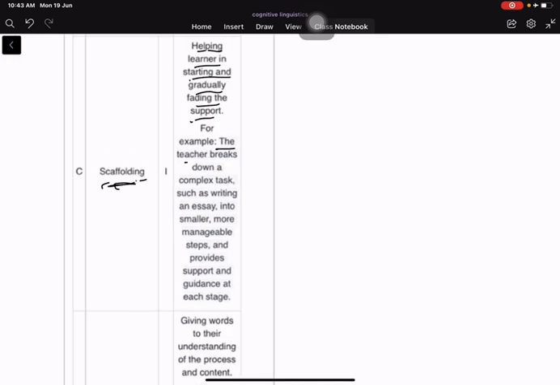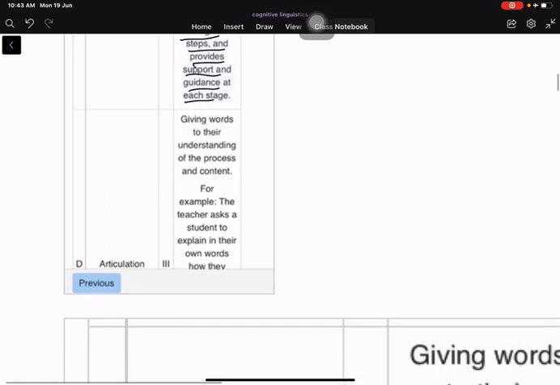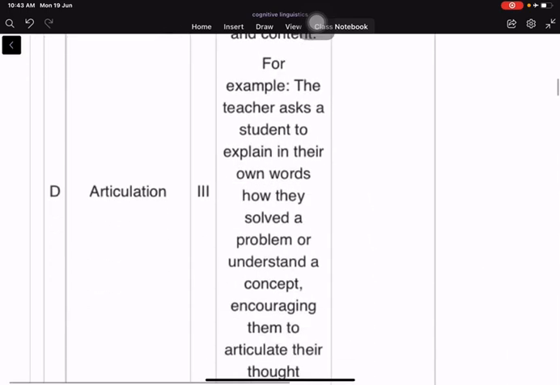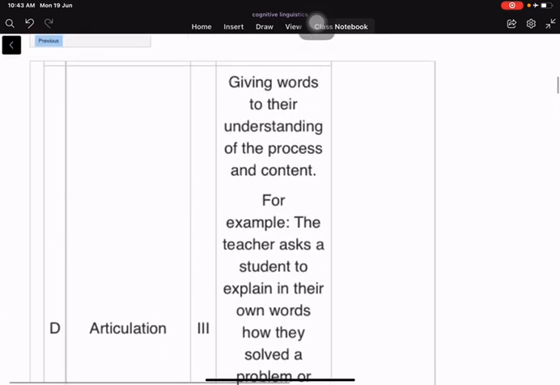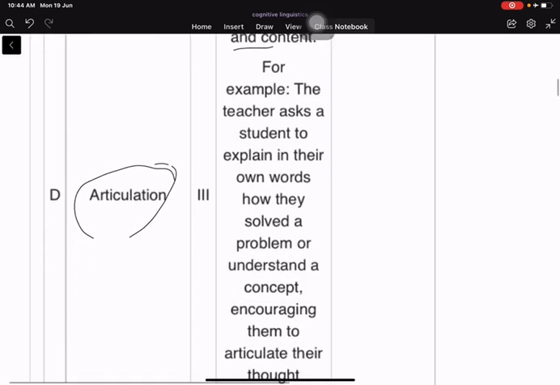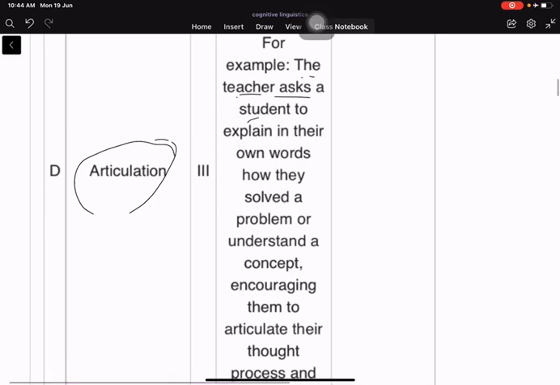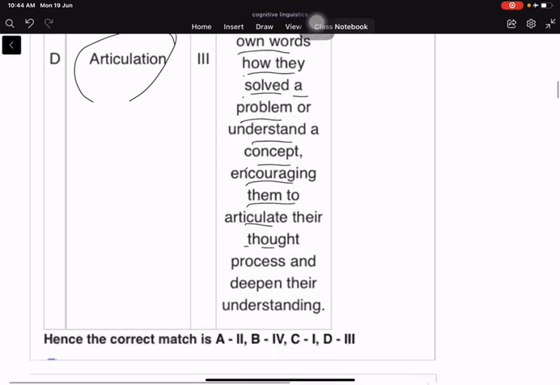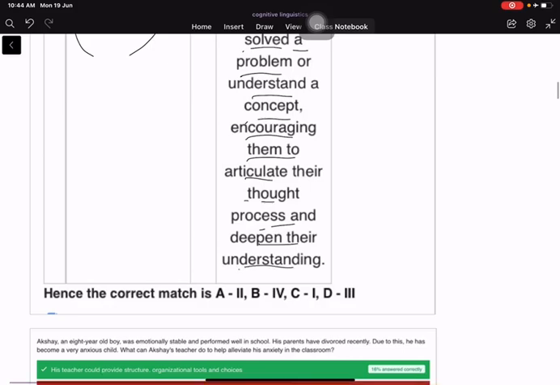For example, the teacher breaks down a complex task such as writing an essay into smaller, more manageable steps and provides support and guidance at each stage. And then you have articulation. So, articulation is giving words to their understanding of the process and content. For example, the teacher asks the student to explain in their own words how they solved a problem or understand a concept, encouraging them to articulate their thought process and deepen their understanding.